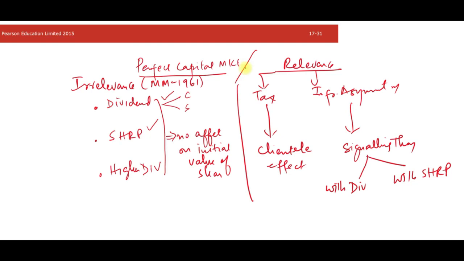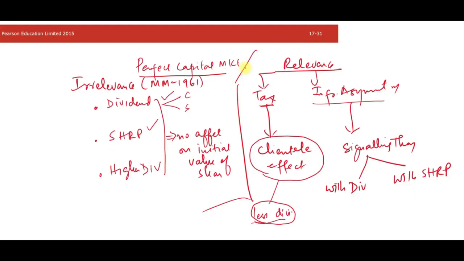But it becomes relevant when the market is not perfect, meaning there are taxes and there is some information asymmetry. When there are higher taxes or lower taxes, it would create a clientele effect, right? If a company is working in a high income tax country, then people would prefer less dividend. So the company has to change its dividend policy to meet the needs of the different clientele. Different tax treatment creates different clientele, so it affects the dividend policy of the firm.